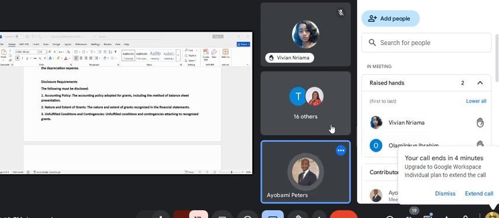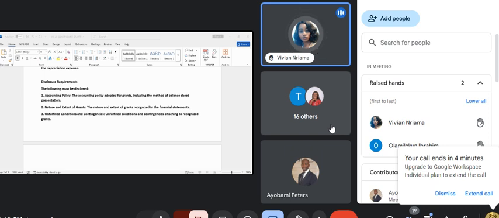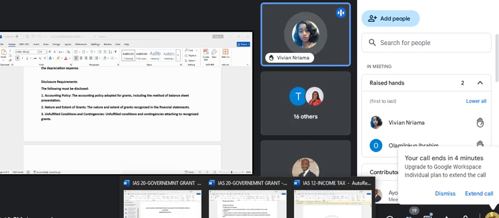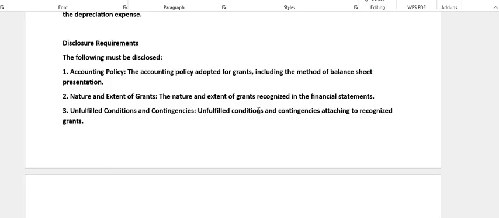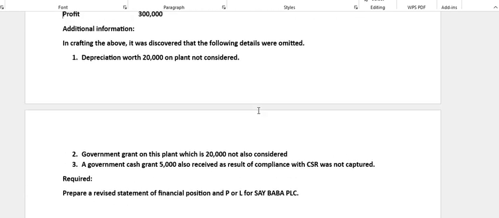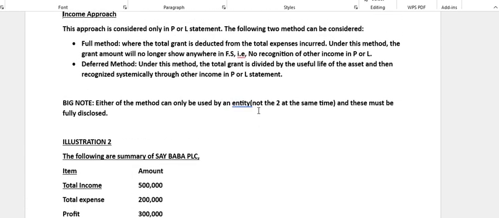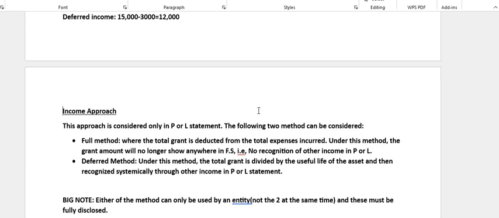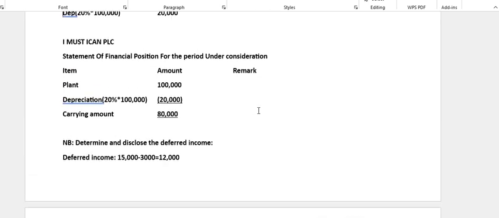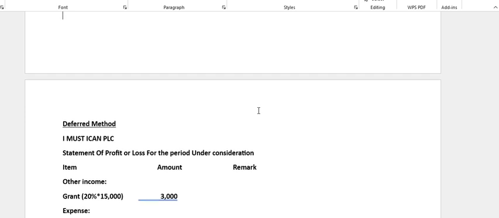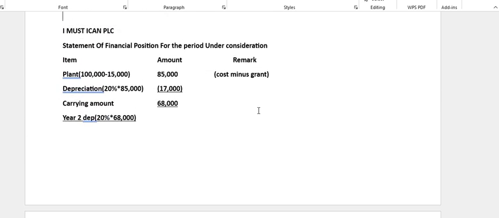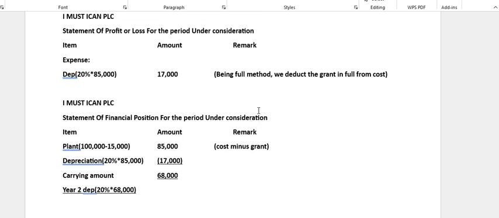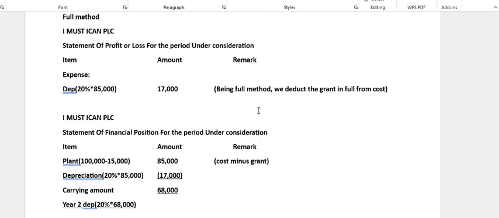Okay, Vivian, go ahead. Please, sir, can you take your screen backwards to the solution, the first question, the solution for full method on the statement of financial position? The full method. I want to do a screenshot. Full method, yeah. Okay, this is it. Okay, sir. Thank you. Okay, go ahead.